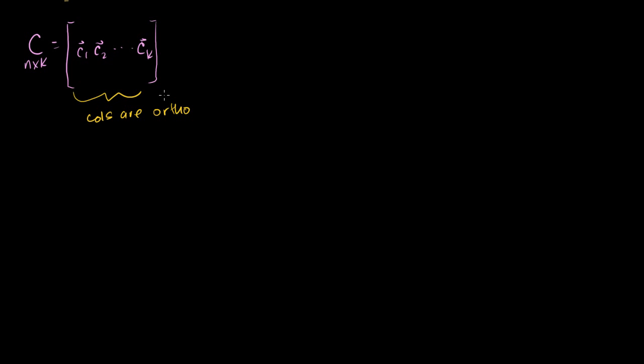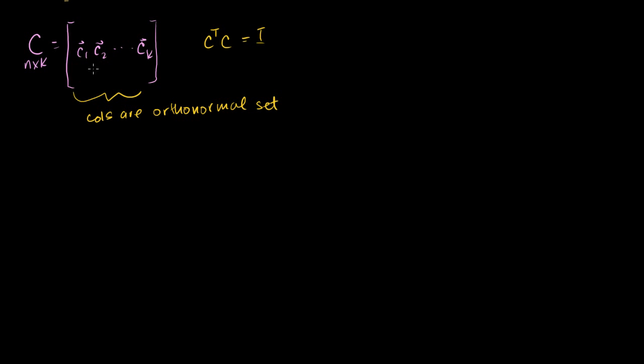We learned in the last video that if I have some matrix, let's call it C, and let's say it's an n by k matrix, and all of matrix C's columns, column 1, column 2, all the way through column k, form an orthonormal set, we showed in the last video that if I multiply C transpose times C, I get the identity matrix.